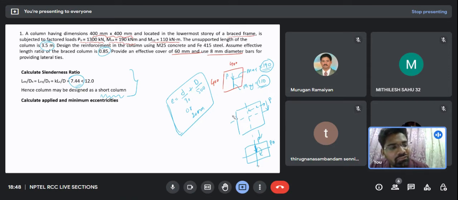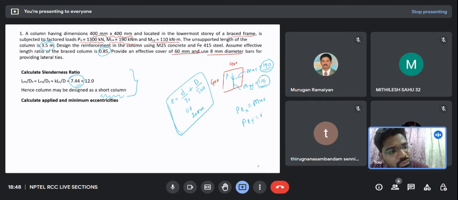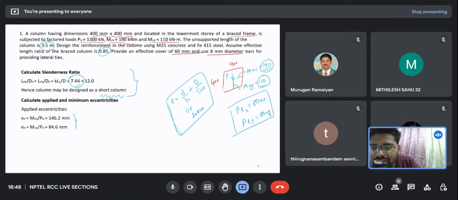So if someone is giving you moment values as 190 and 110, those moment values are coming from P into E. P into Ey would be Muy and P into Ex is Mux. This is how we will be finding the eccentricity. So these are the eccentricities because of which the moments Mux and Muy are coming onto the column.